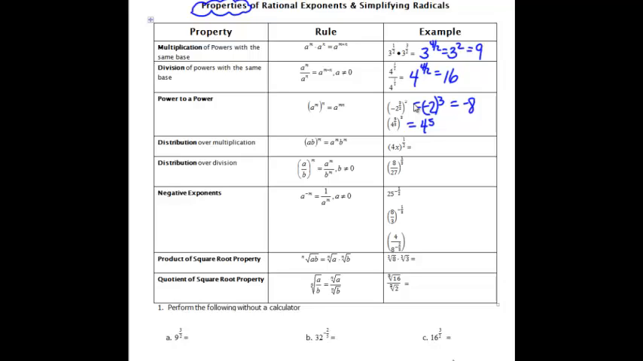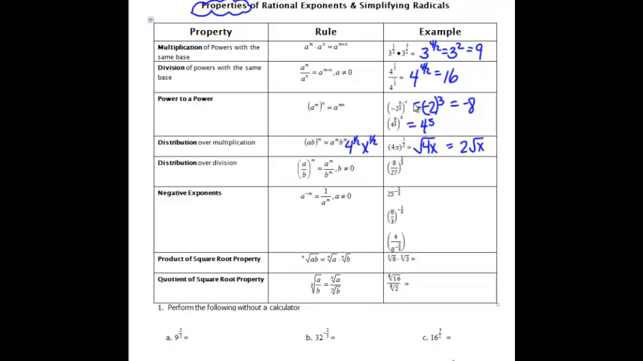Okay, so in the next case, distribution over multiplication. So that's saying that this is kind of like 4 to the 1/2 x to the 1/2, or the whole thing, take the square root of 4x. What this is saying is really you could do 4 to the 1/2 times x to the 1/2. So either way, it's going to give you 2 square root of x.